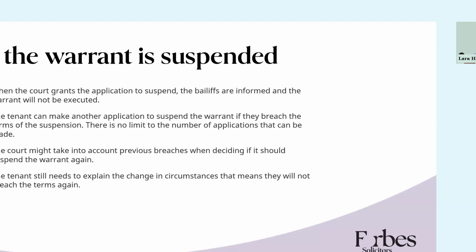The court might take into account previous breaches when deciding if it should suspend the warrant again. And the tenant will still need to explain a change in circumstances that means they won't breach the terms again. So they will need to be explaining to the court why the warrant should be suspended. If you're getting down the line where you've had a couple of suspensions, what's changed, and they need to provide evidence to the court of that.